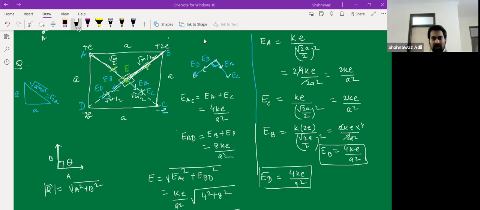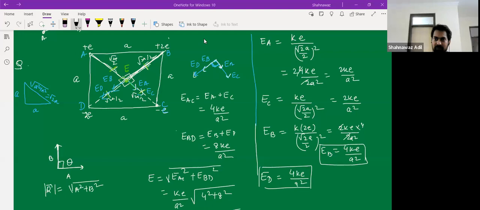I think that in the next two classes, because in the next class I will start Gauss law, flux and the Gauss law, and then I think we'll be able to finish this chapter.